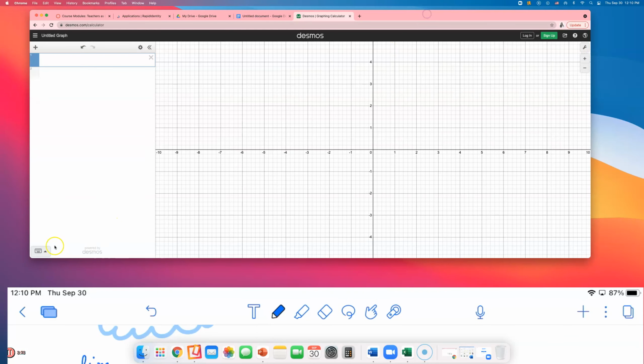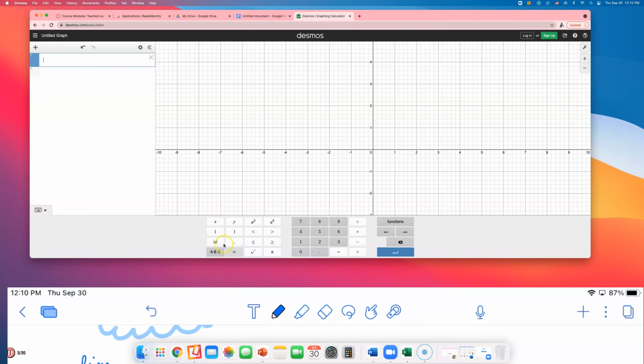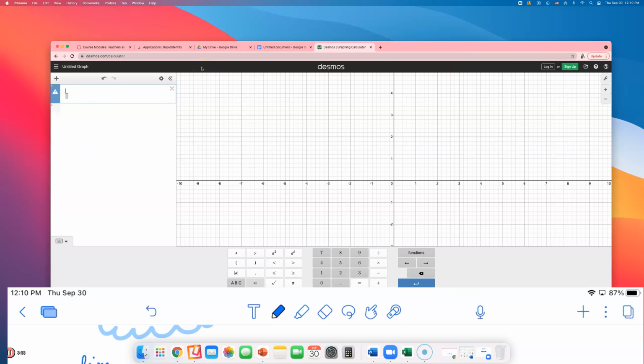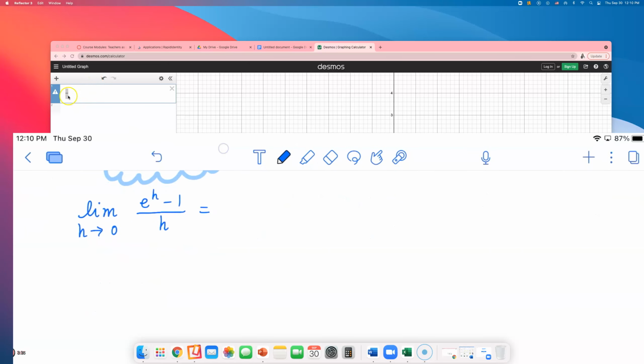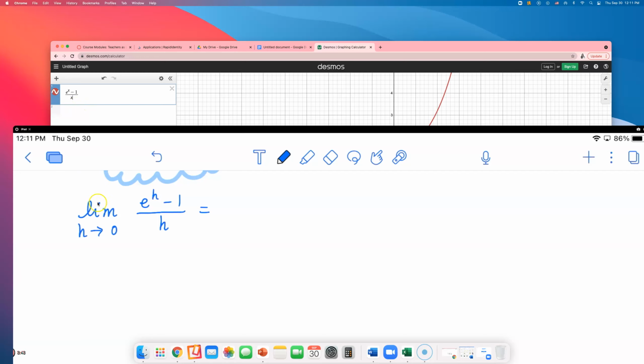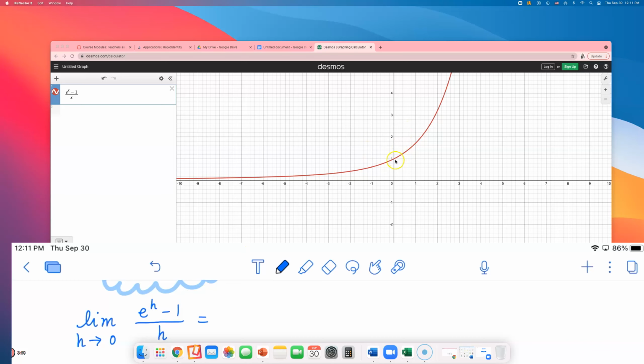All right, hold on. So I'll open up a fraction first. And I'll do e to the x minus 1 over x. So as x approaches 0, where is the function value going? Take a look. As x approaches 0 from the left, it's going to 1. From the right, it's going to 1, right?